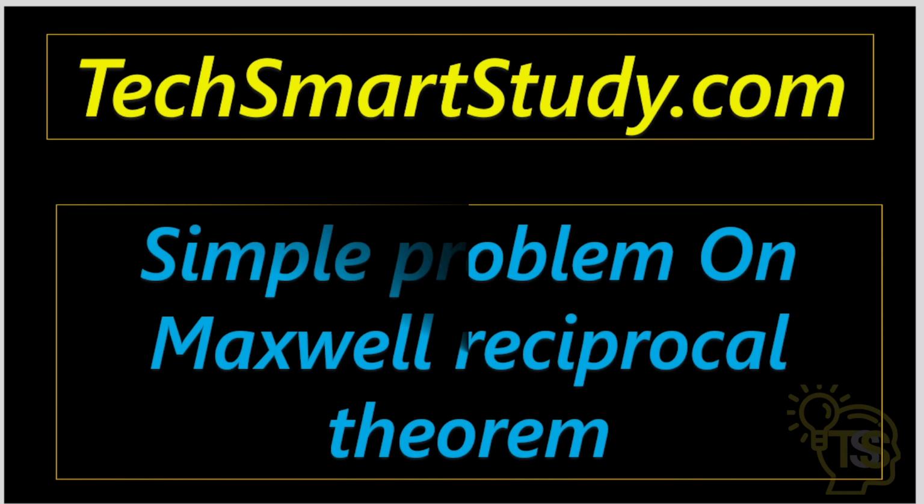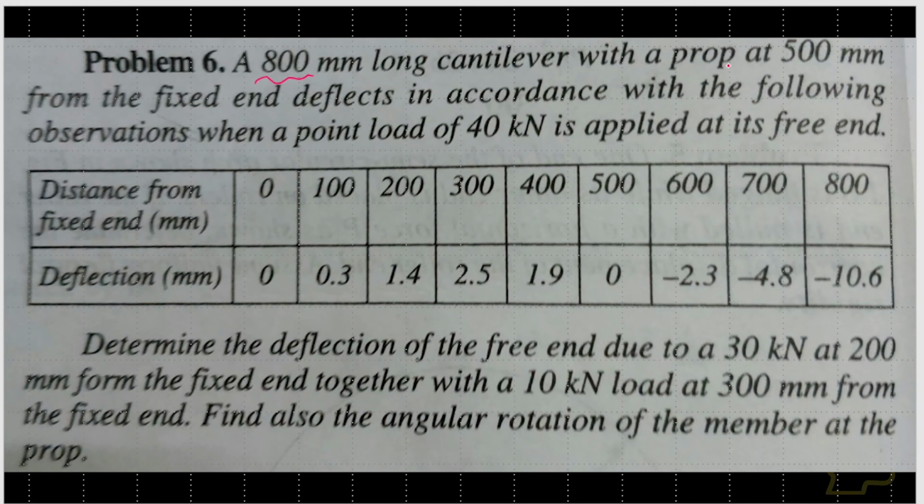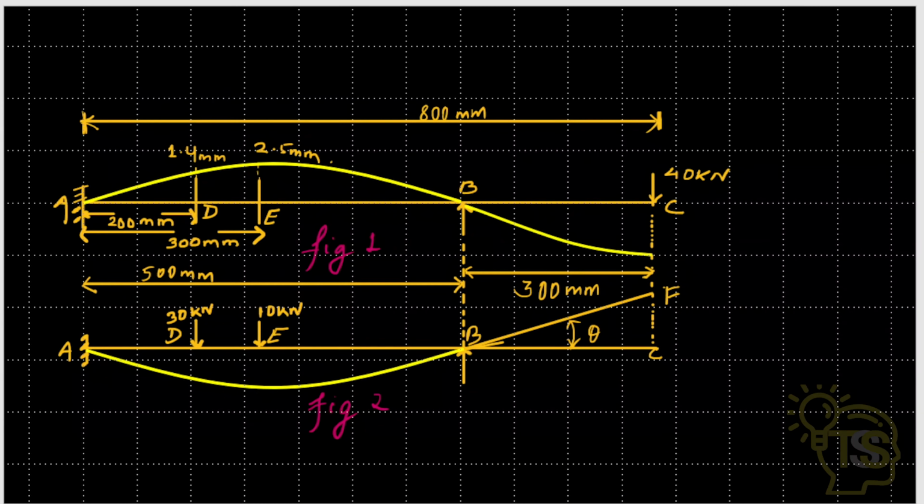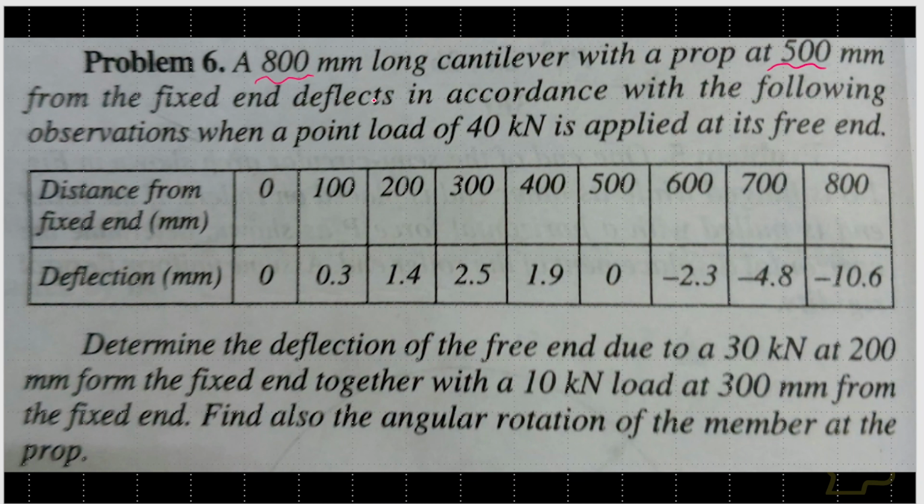Let's solve a problem of Maxwell's reciprocal theorem. An 800 mm long cantilever with a prop at 500 mm from the fixed end deflects in accordance with the following observations when a point load of 40 kN is applied at its free end, and here the distance from the fixed end is already given and the deflection at each point is already given.